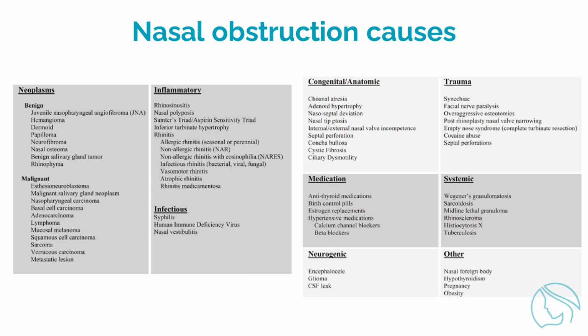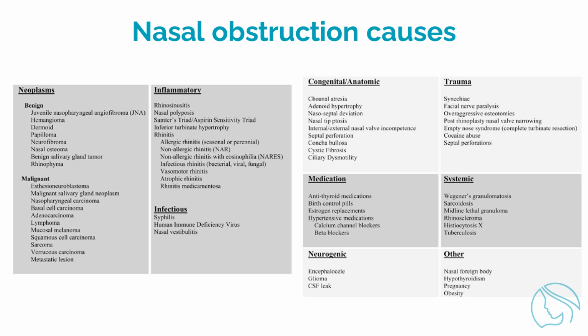There are a lot of nasal obstruction causes. In this chart you can see, well, just a few of them really. They can be neoplasms, benign or malignant. There also can be inflammatory causes like rhinosinusitis, nasal polyposis or just rhinitis. There also might be some infections which can cause obstruction. Also there are congenital anatomic disruptions. The obstruction might be caused by some medications that you are using, and so on and so forth.